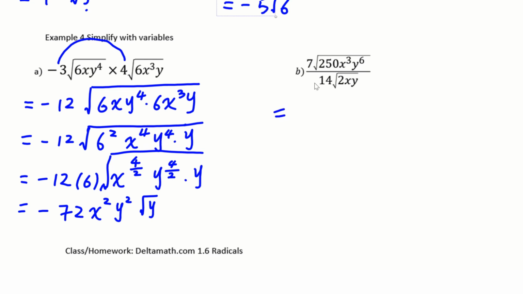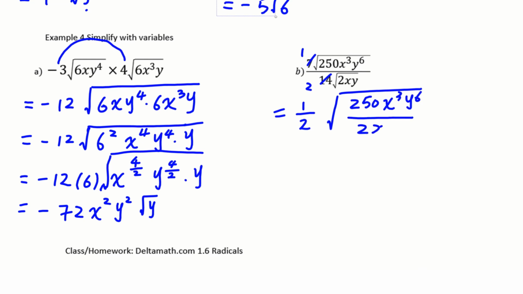And this one is division of the radicals, 7, 14. You can cancel 7 out. 7 divided by 7 is 1. 14 divided by 7 is 2. Then square root 250, the radicals divide x cubed y to the exponent 6 divided by 2xy. Then we have 1 over 2 square root. Do the division, it is 125. For the x, in division, the degrees subtract. 3 minus 1 is 2. Y to the exponent 6 minus 1 is 5.